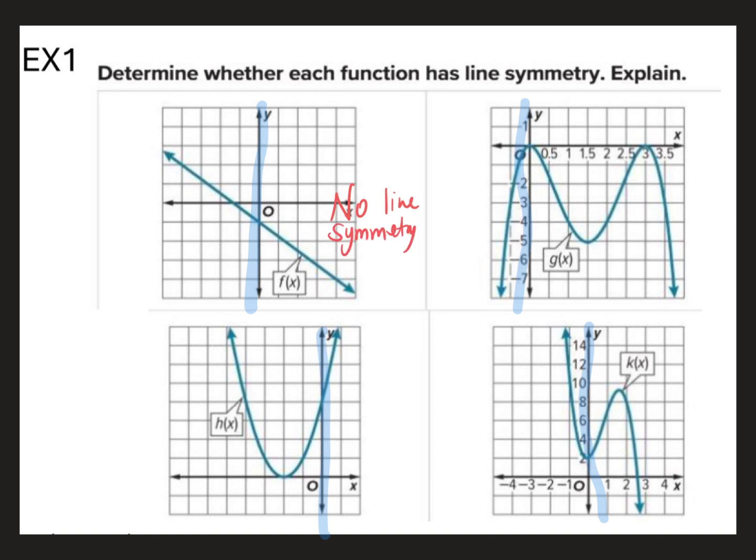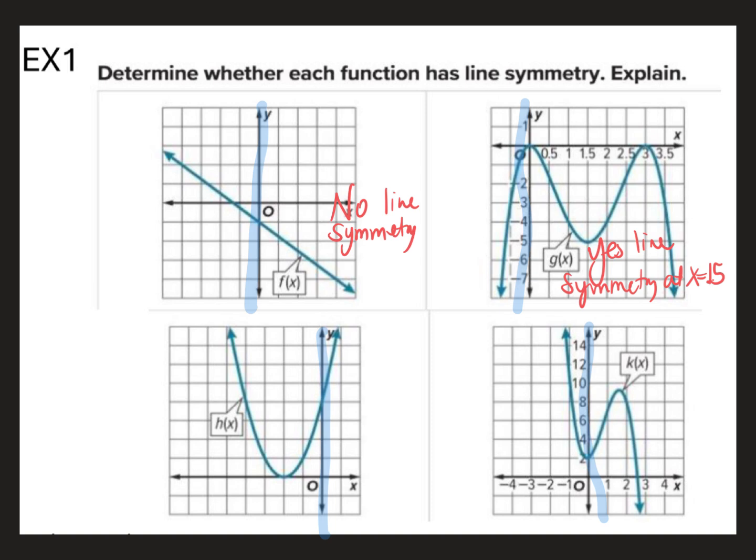How about the second one? If I drew a vertical line here, no. Here, no. How about here? If I drew a vertical line at x equals 1.5 and folded along that line, wouldn't this match this, and this piece match this piece? Yes, it does have line symmetry at x equals 1.5. So the vertical line x equals 1.5 is where the line symmetry occurs.